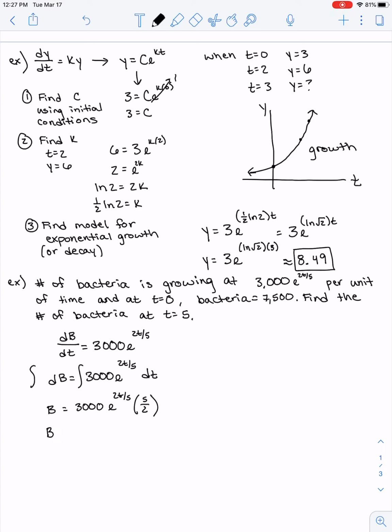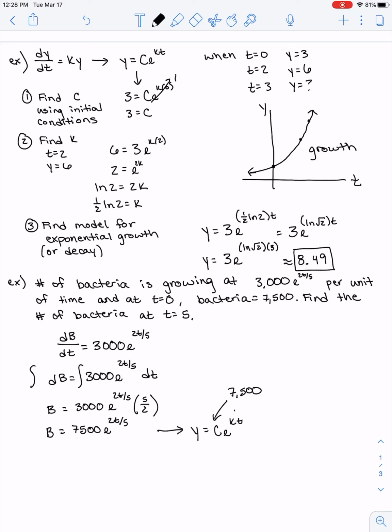Or we get that b is equal to 15,000 divided by 2, so 7,500 e to the 2t over 5. Now this should make sense to us because what we know is that our general equation for exponential growth or decay is that y is equal to c e to the kt. And what I gave in our problem was that the initial number was 7,500, right? And that's what we found by integrating, so that's good.